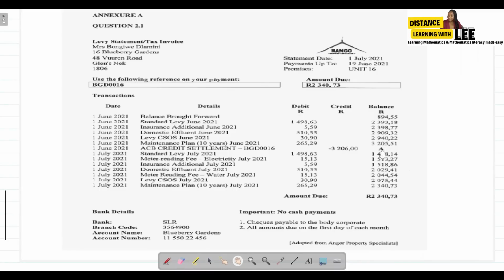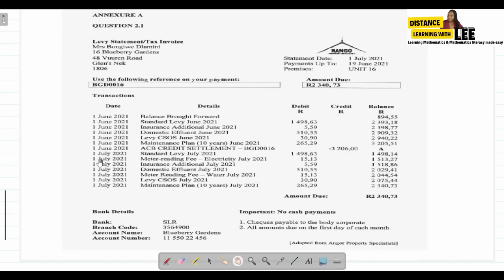So how much was the balance that was left in her account? So this was the balance that was brought forward on the 1st of June. She paid 3,206 on the 1st of June, right? This is how much was in the account. She paid that amount. What was the balance left after she made that payment? We need to figure that out.